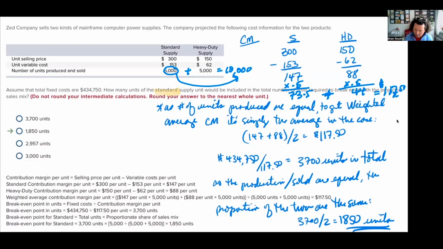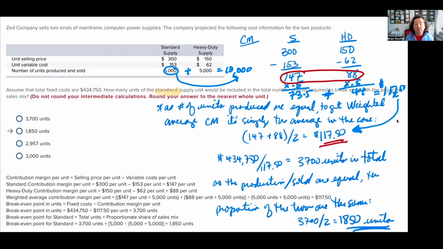which is actually what I have down here. Because if the proportions are the same, we can simply take the contribution margin of each one, add them together, and divide by 2 to get an average of the two numbers because the proportions are the same. And so you will still end up with $117.50. Now, of course, that doesn't answer the question. That's just the weighted average contribution margin.